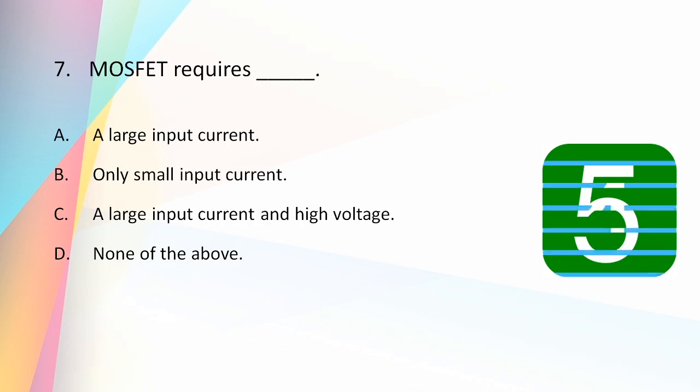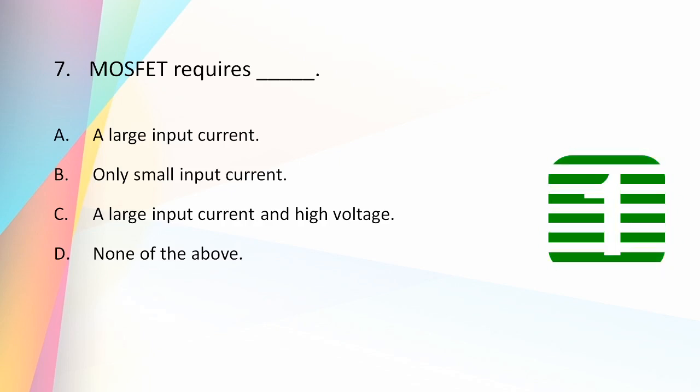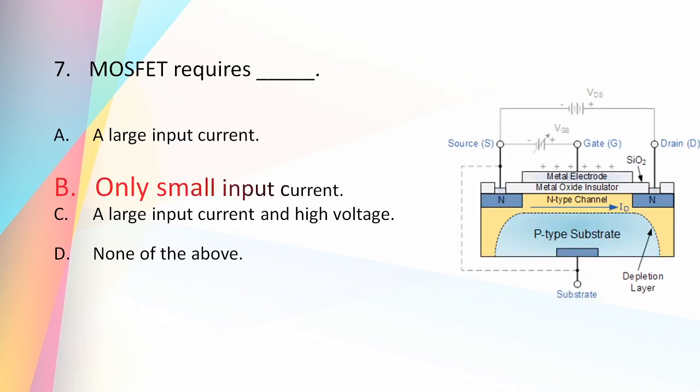MOSFET requires: large input current, only small input current, a large input current and high voltage, none of the above. And the answer is only a small input current. Because MOSFET is a voltage controlled device and requires only small input current. This is because the gate circuit impedance of MOSFET is extremely high. It is of the order of 10 raised to 9 ohms.